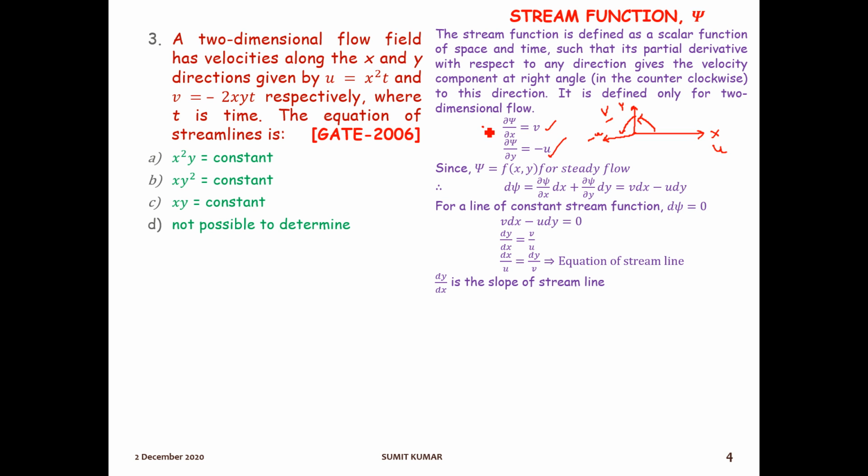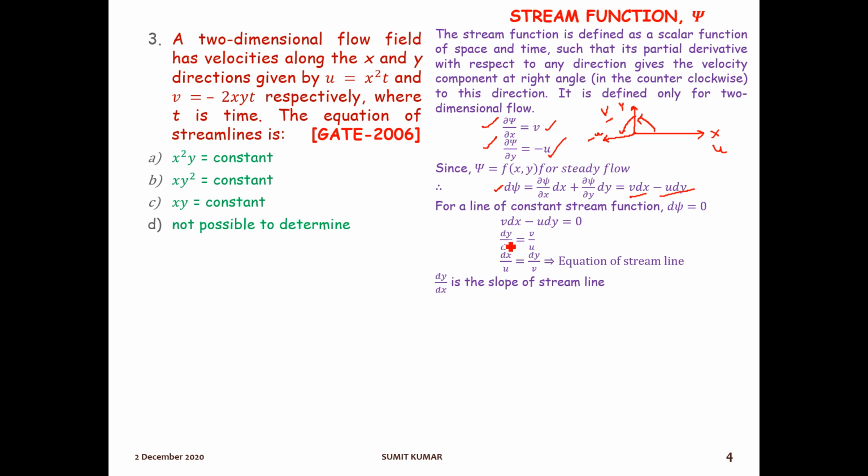This is the basic definition of a stream function. Since the stream function is a function of x and y, by applying the chain rule we can write dψ equal to ∂ψ/∂x into dx plus ∂ψ/∂y into dy, where ∂ψ/∂x is v, and ∂ψ/∂y is minus u.